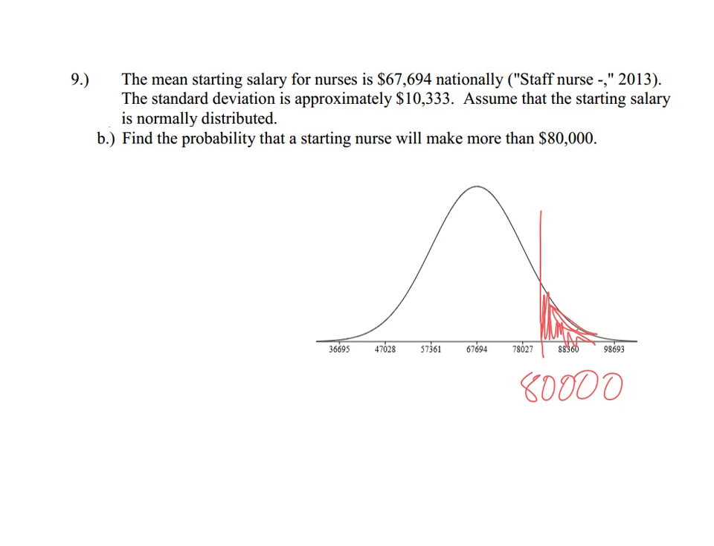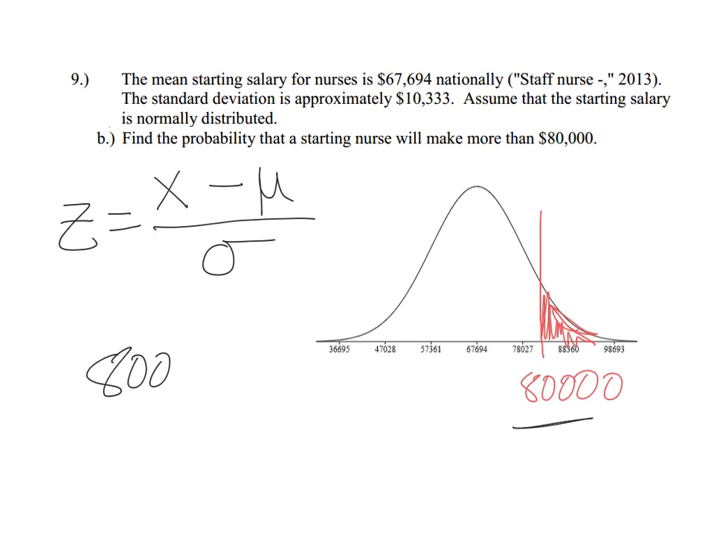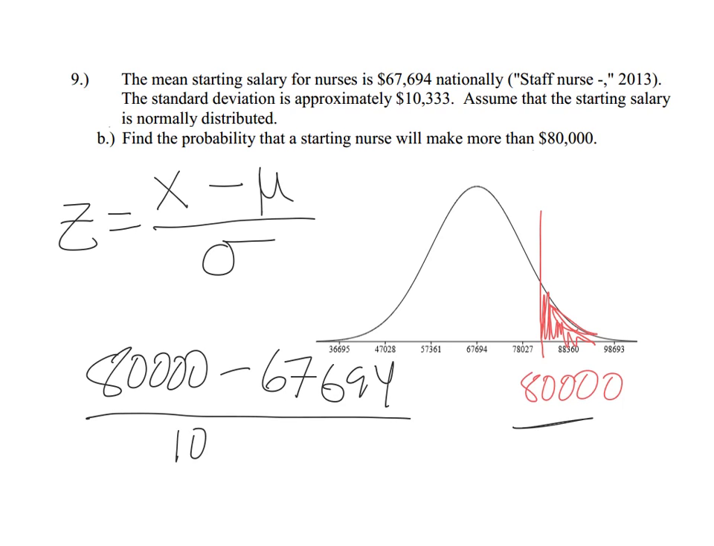Now, to do this by hand with z-scores in the table, I have to calculate a z-score. I have to standardize this value. So remember, z-score is the number we're interested in minus the mean divided by the standard deviation. So for this problem, the z-score is going to be 80,000 minus 67,964 divided by 10,333. And the process is subtract those, get that answer, then divide by that.